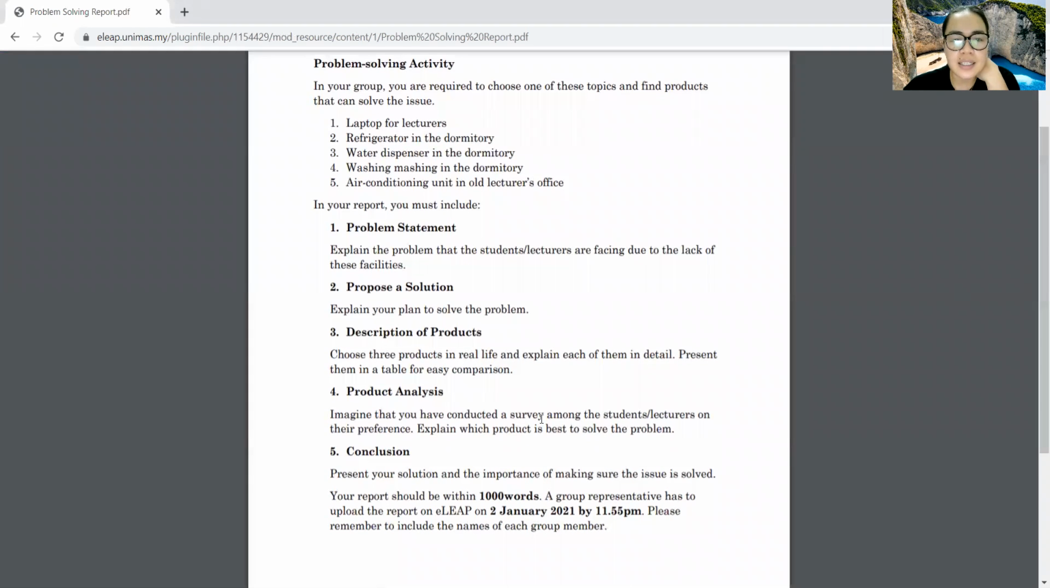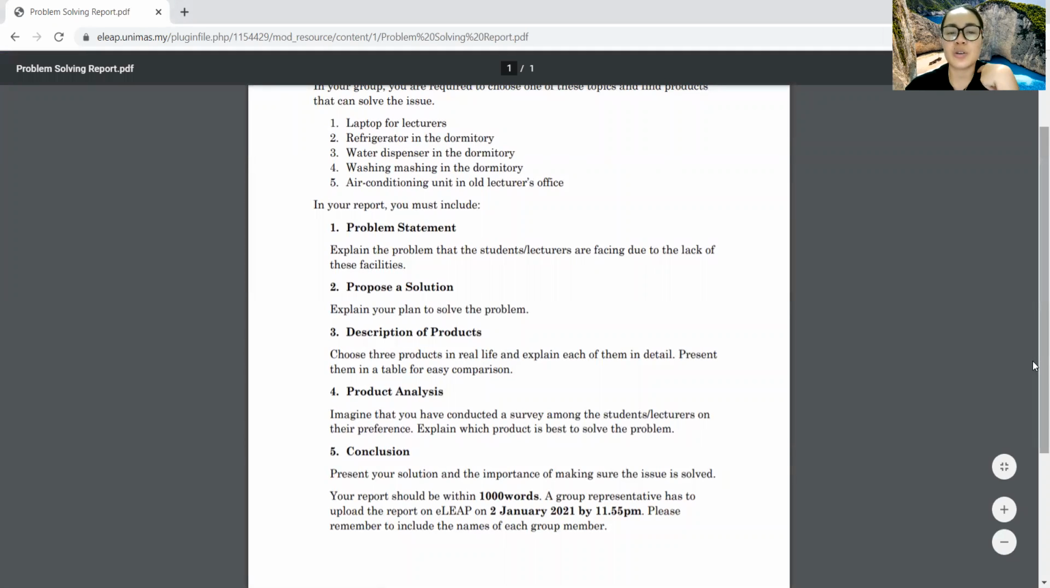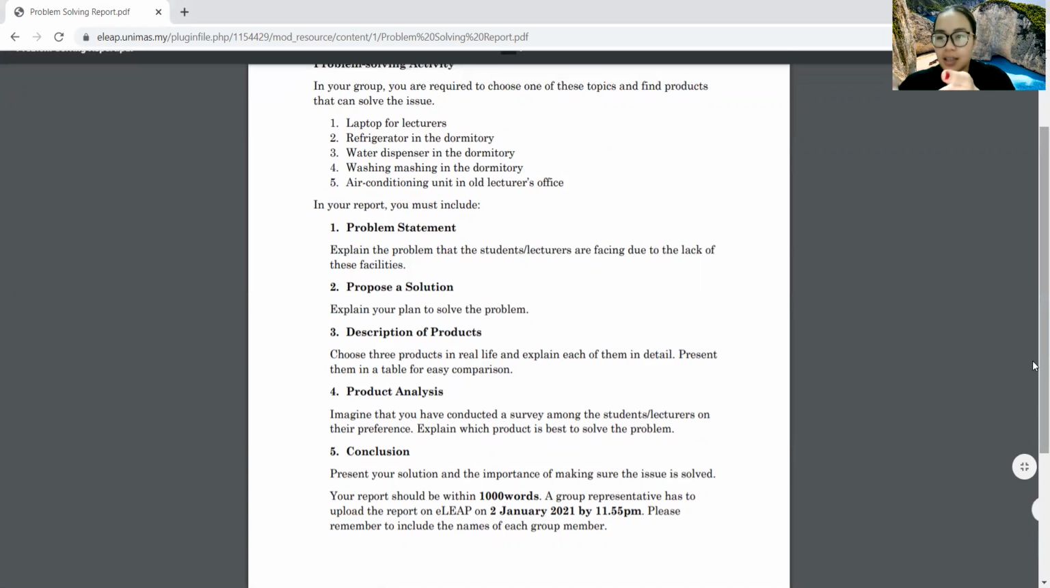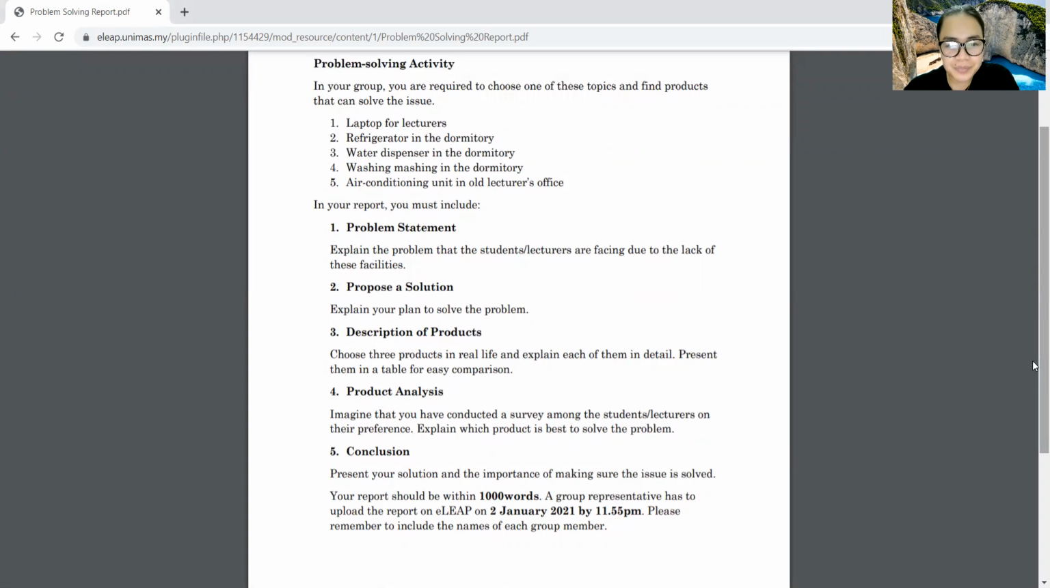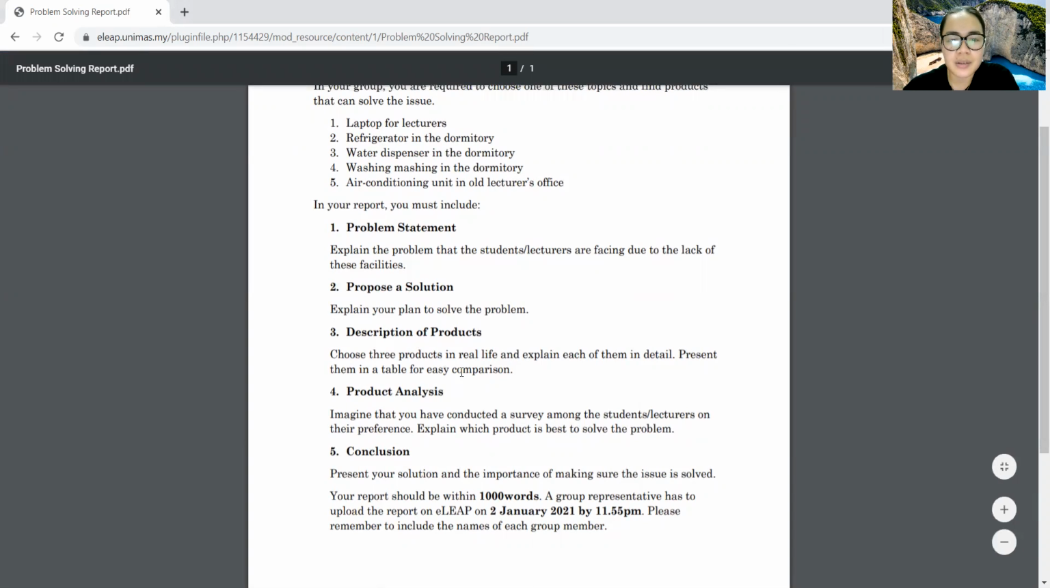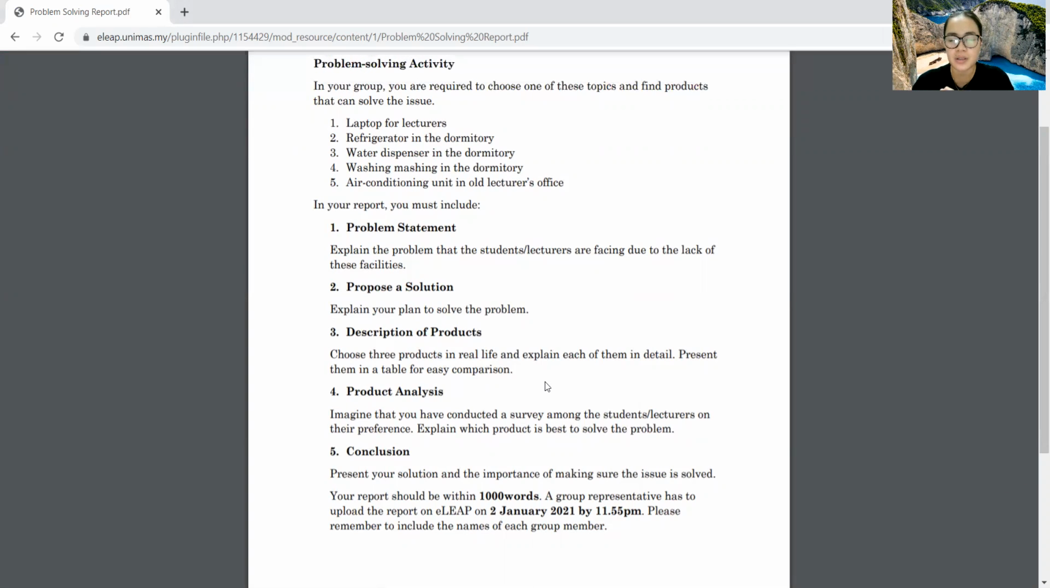And secondly, propose a solution. So the solution is to buy a refrigerator, right? And then describe products. You choose 3 products in real life. You can Google types of fridge, 3 models of fridge, and compare them. Again, you can refer to the examples that I gave you, that I attached together on eLeap.